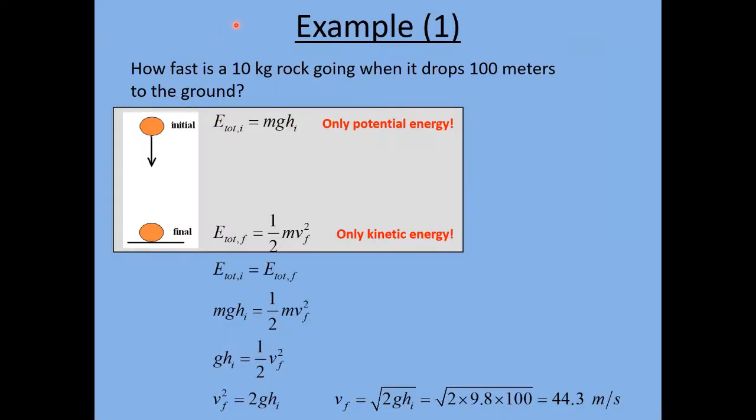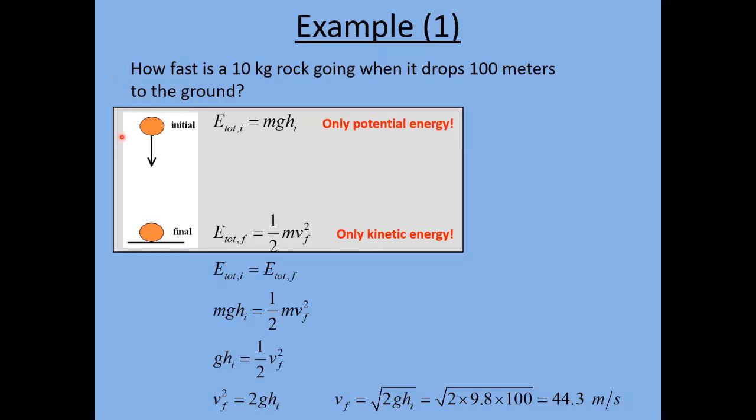Let's get started with our first example. How fast is a 10-kilogram rock going when it drops 100 meters to the ground? This is one of those problems where we could solve it several different ways. We've seen how to do this using kinematics, using dynamics. We even saw how to do it using the work-energy theorem. So now we're going to solve it using the conservation of energy principle. And this is probably the simplest and most direct way to solve a problem like this.